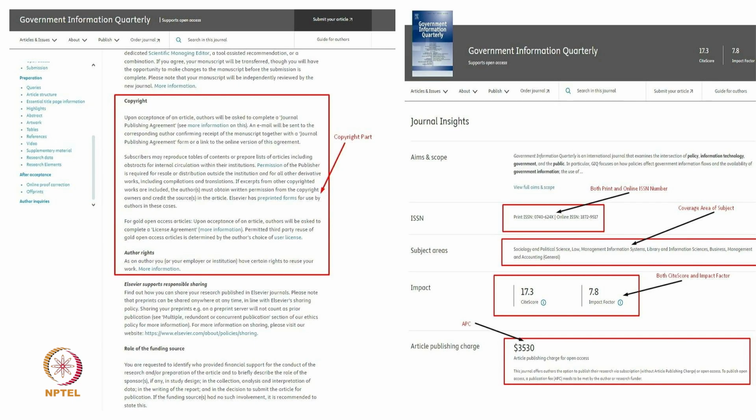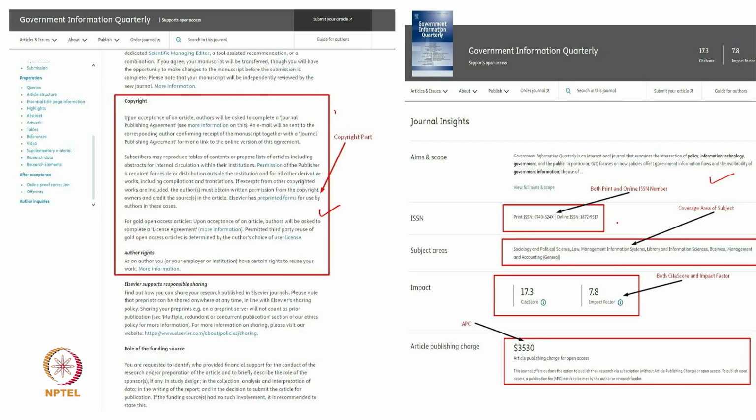Okay, so in this slide, on the left hand side, this is the copyright part of this particular journal. For a gold open access article, upon acceptance of an article, the author will be asked to complete a license agreement. These are the complete details of the copyright of the content published in this journal. On the right hand side, the aim and scope of this journal has been listed with a short summary, and you can also expand that.